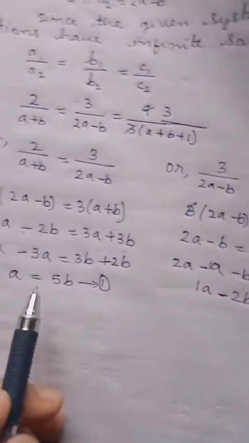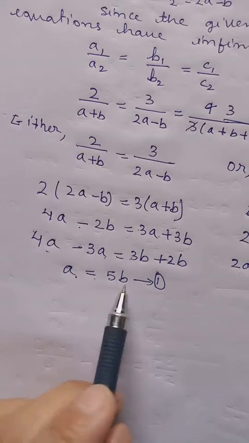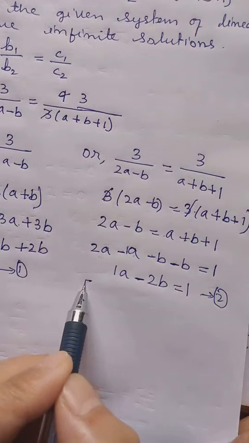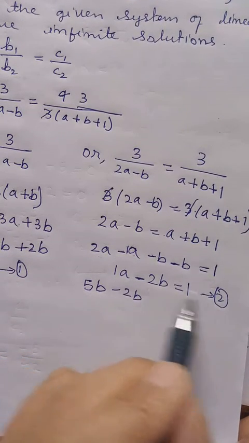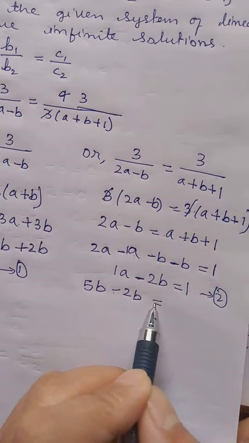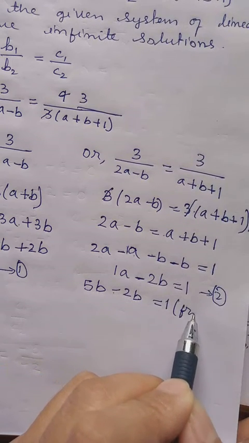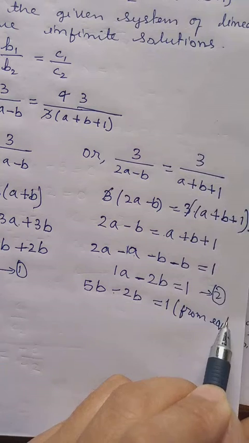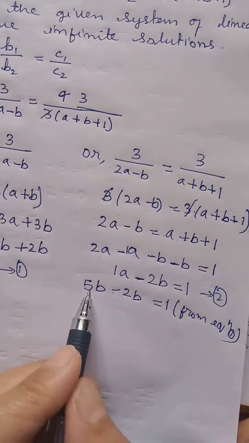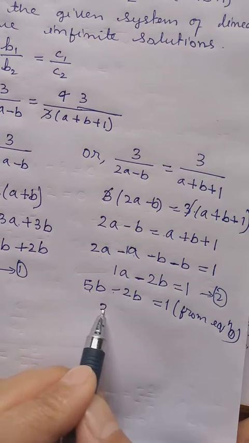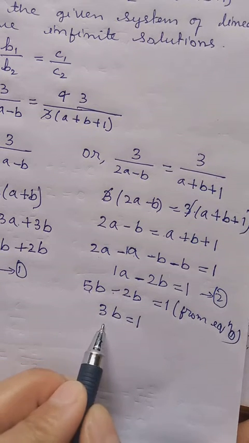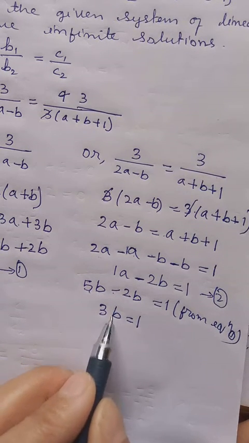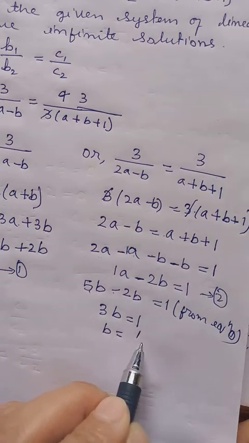But we already see from equation 1 that we have A equal to 5B. So let's replace that. In place of A, we have 5B, from equation 1. Then the rest remains the same, minus 2B equals 1. So 5B minus 2B, we have 3B equal to 1. So that means B is equal to 1 by 3.